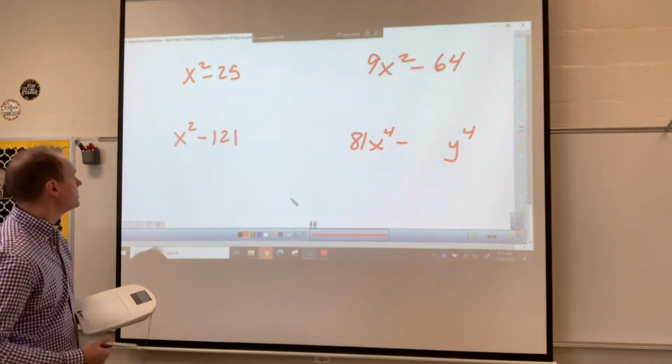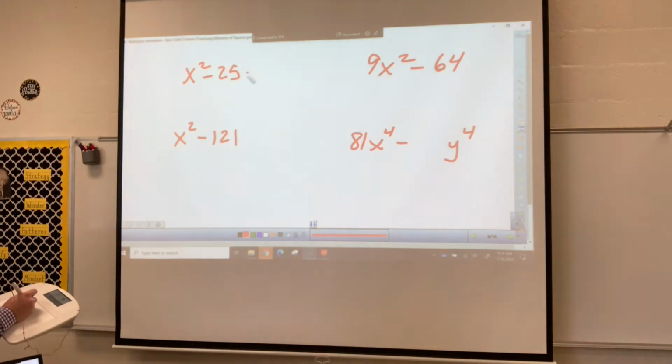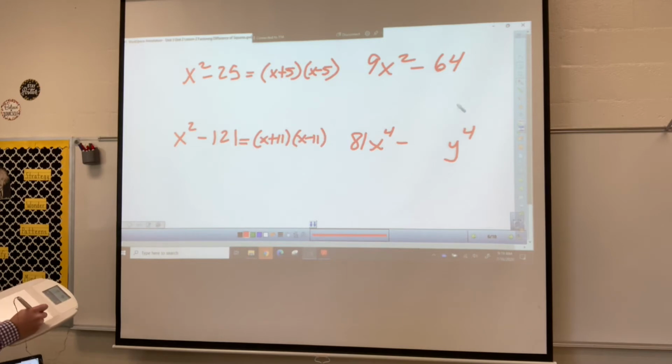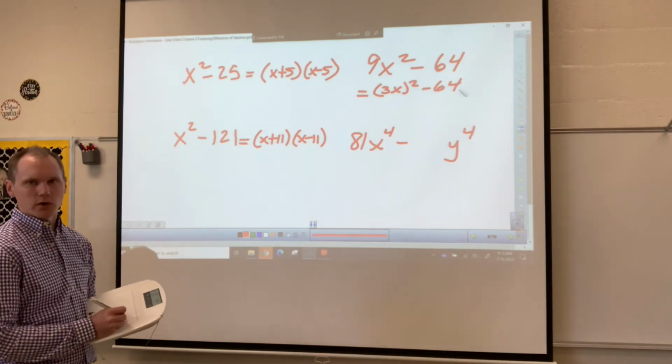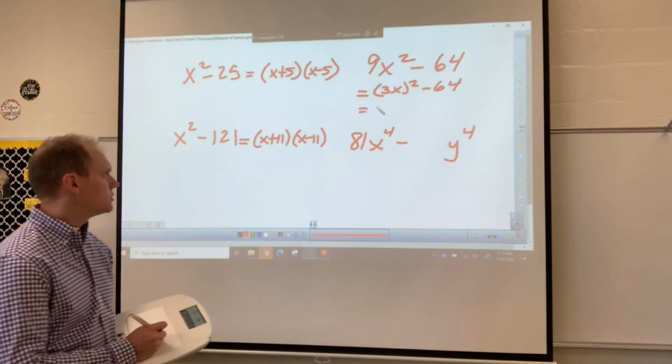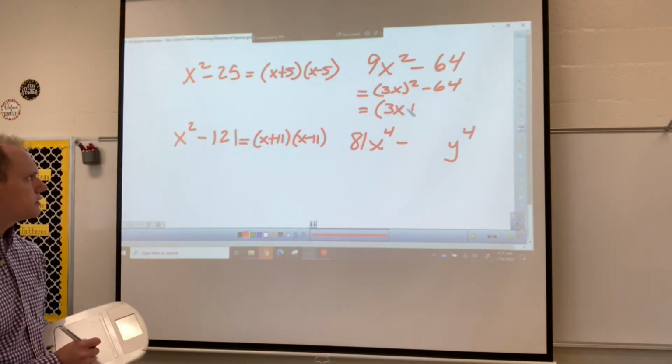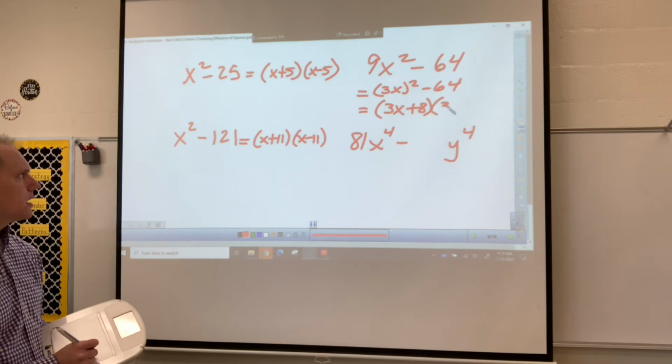All right, so let's take a look at these four. This first one factors into x plus 5, x minus 5. This one factors into x plus 11, x minus 11. This one up here factors into, let's see, we need to rewrite this first term here as 3x squared minus 64. Or you could rewrite that one as 8 squared if you wanted to. But either way, it factors into 3x plus 8, 3x minus 8.